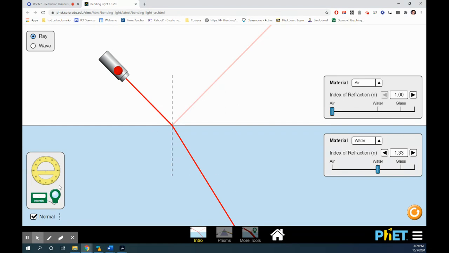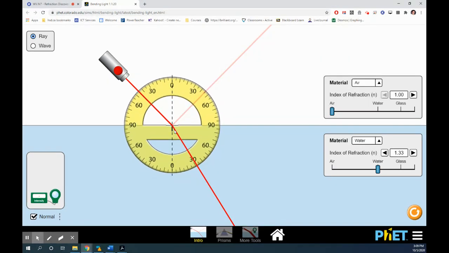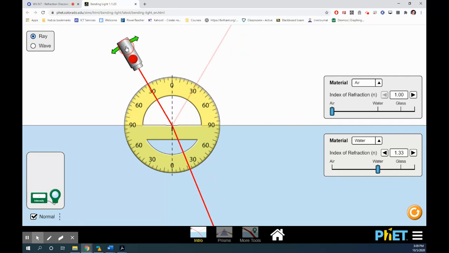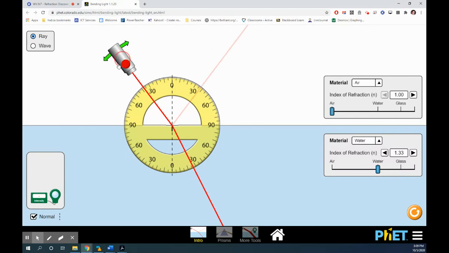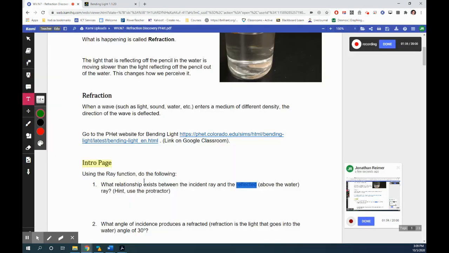What happens to the reflected ray? Well, let's use this. So we're going to grab the protractor and drag it right to the center. And we've seen this before. If we go to 30, then the reflected ray is also at 30. Refracted, oh my goodness, is not at 30. That's weird. What if we go to like 60? Reflected is at 60, but the refracted is at 40. That's weird. And so that's what we'll write here.